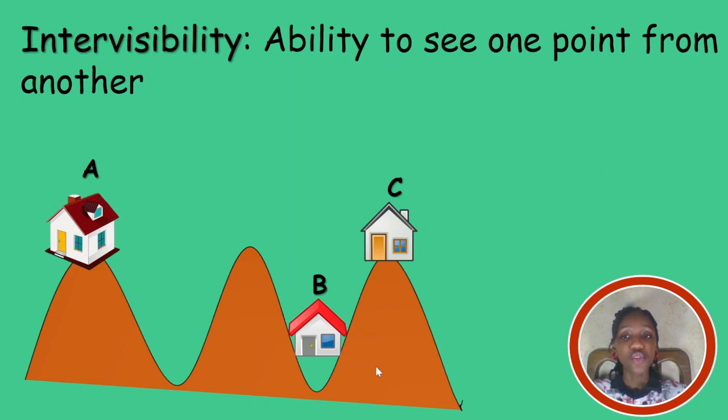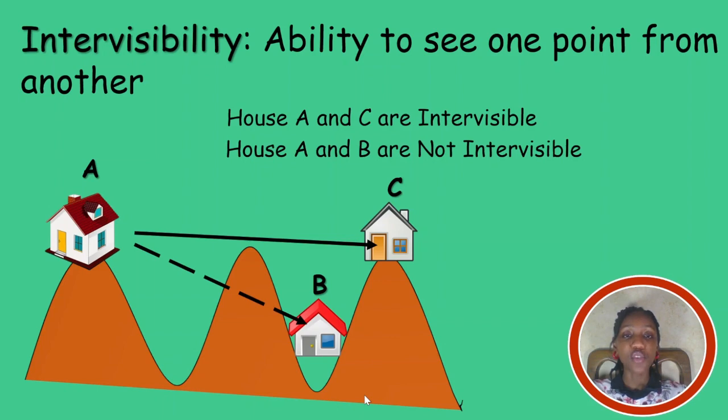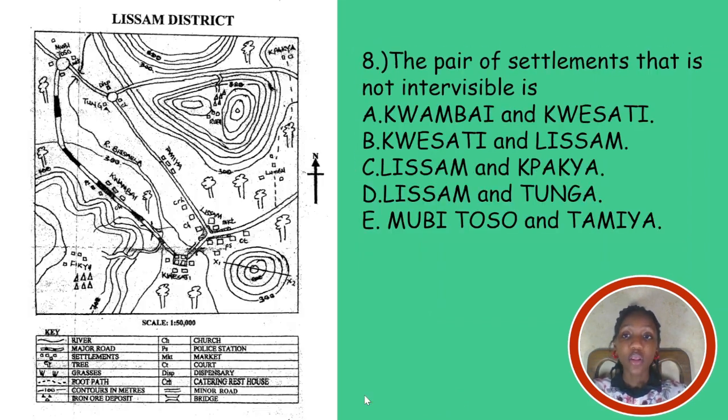So if we look at our illustration and we take our reference from house A, what can we observe? From house A, we can see house C, and hence house A and C are intervisible, while house B cannot be seen, and so house A and B are not intervisible. So now that we understand this concept, let's go back to the question. The question is simply asking us which of the following pairs of towns cannot be seen from the other.